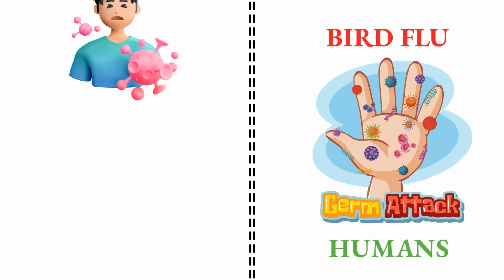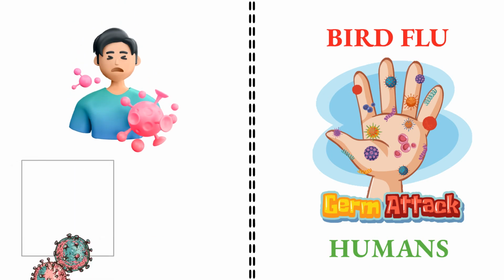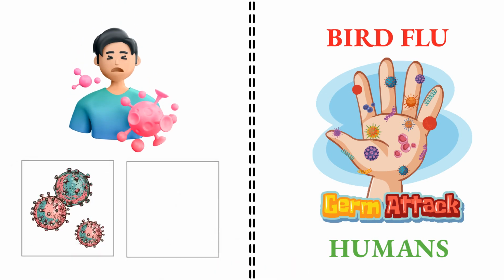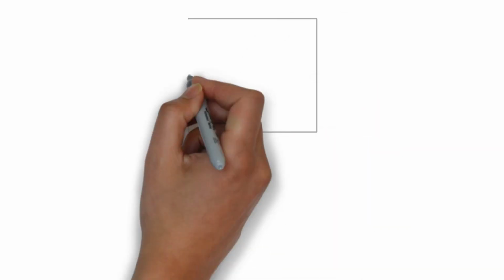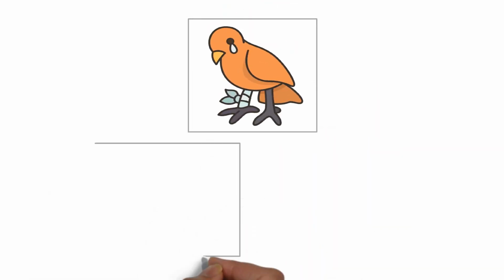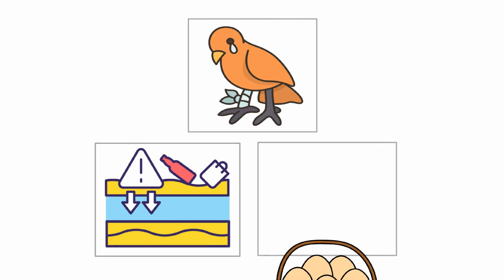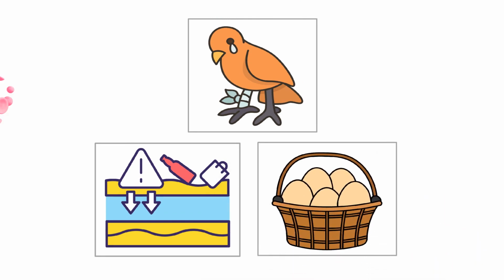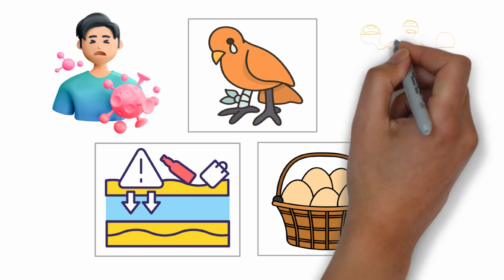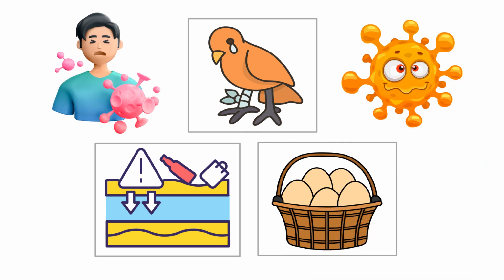Human infections usually occur through direct or indirect contact with infected birds or their environments. This can include handling sick birds, exposure to contaminated surfaces or objects, or consumption of undercooked poultry products. While human infections with avian influenza viruses are relatively rare, they can have serious consequences.